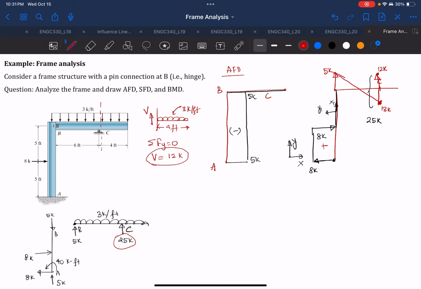reaction, or sudden vertical force, because of the presence of the support C, of a value equal to 25 kips, and then the slope again will be negative, so it will go downward and then will be 0. So now we have positive shear, negative shear, and positive shear. So that will be your shear force diagram.